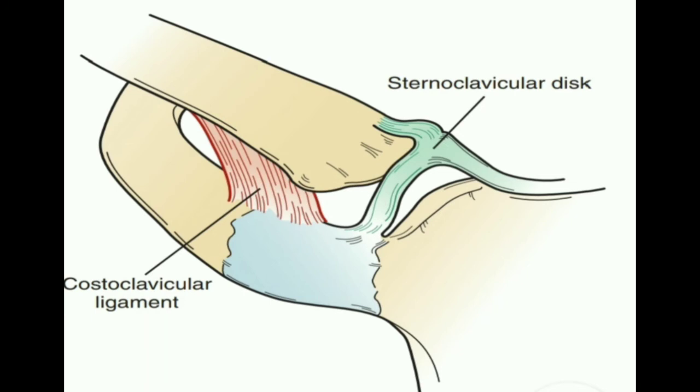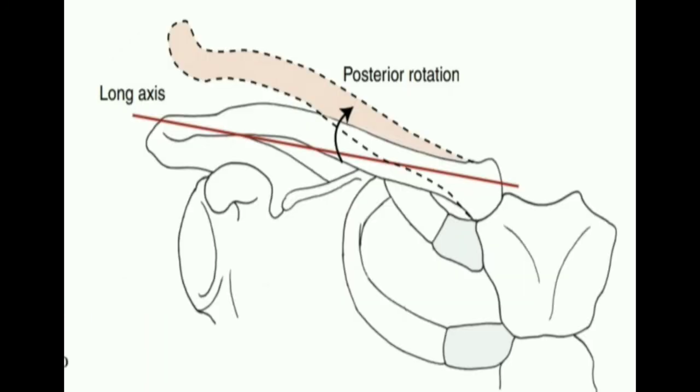So every bone can rotate in either direction. Like the humerus can rotate medially and laterally, the femur can rotate medially and laterally, but the clavicle does not have that skill. The clavicle can rotate more in the posterior direction than the anterior direction. The anterior rotation is very minimal, so it can move more in the posterior direction.